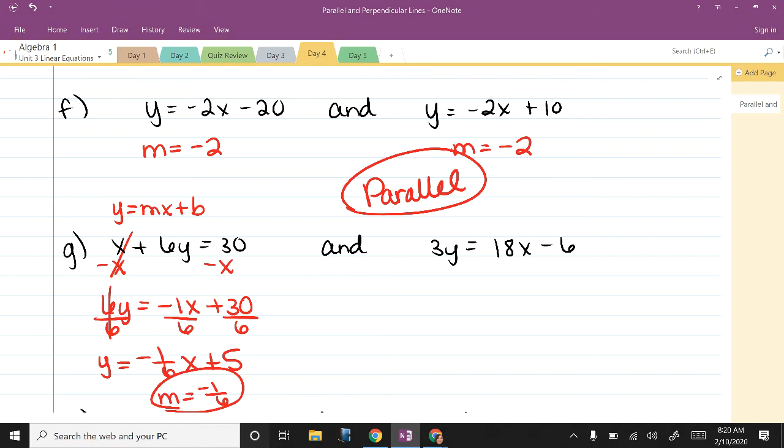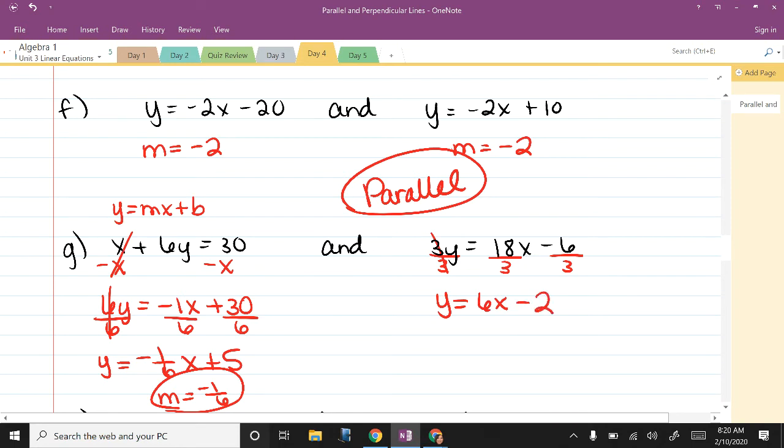All right, now what? Divide everything by 3. Divide all your terms by 3. All right, so y equals, then we simplify. What's 18 over 3 simplify? 6x, and what's 6 over 3? Yeah, it's going to be minus 2.